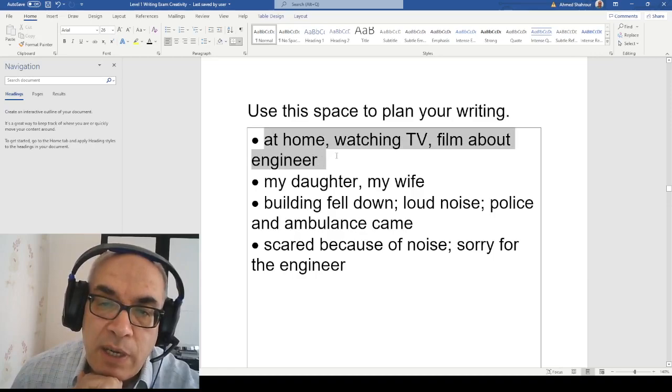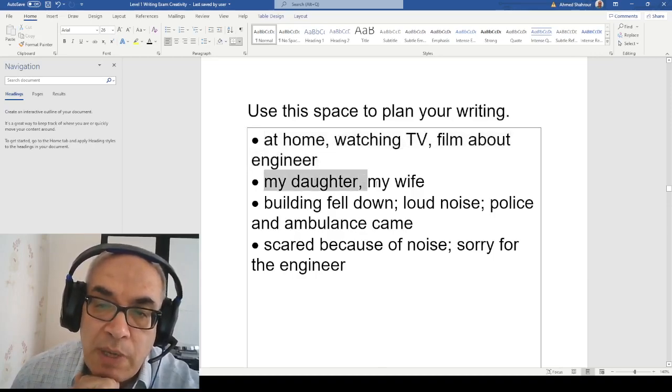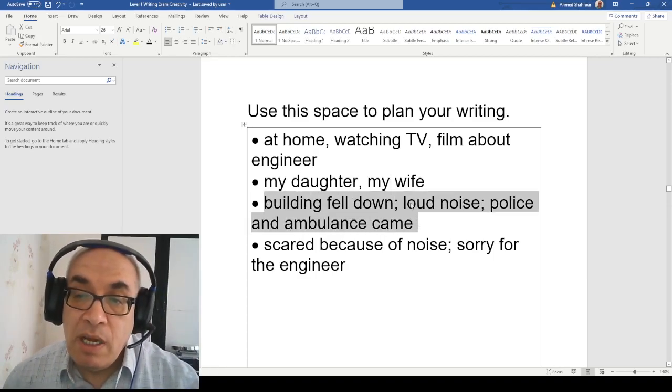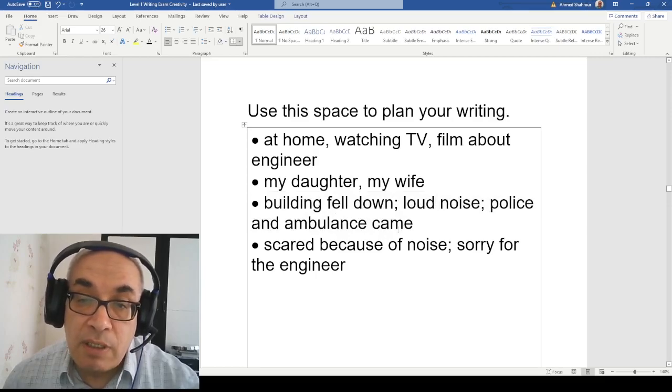So this is paragraph 1 about where. Paragraph 2, who was with me? My daughter, my wife. And paragraph 3, for example, what happened? The building fell down, loud noise, police and ambulance came or arrived.